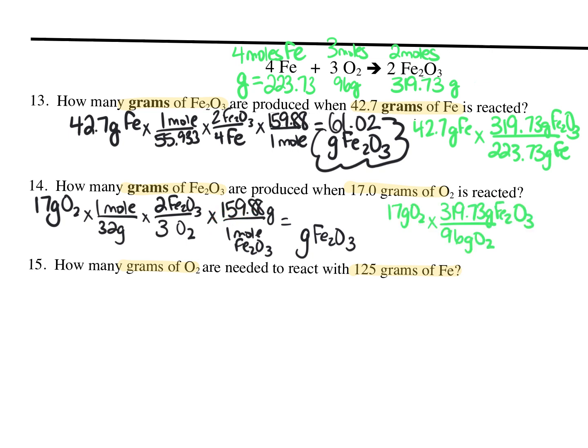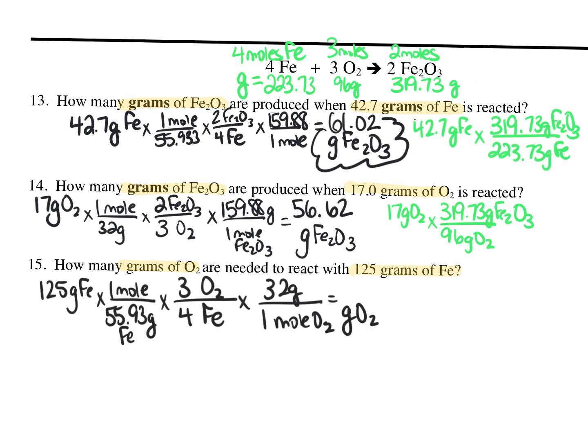If I like the other method, I'm starting with grams of oxygen. So I'm going to go up here. I'm going to see 3 moles of oxygen would weigh 96 grams. So that's what goes on the bottom. I want to find grams of iron oxide. So I go up here. 2 moles of iron oxide would weigh 319.73 grams. And my answer would be 56.62 grams of iron oxide.